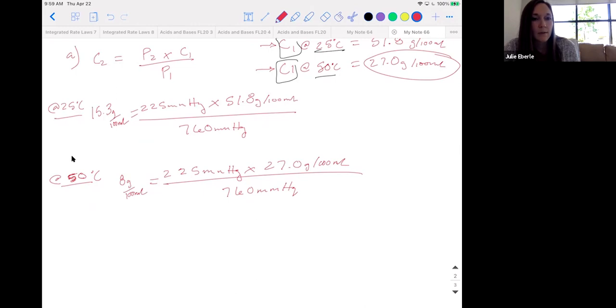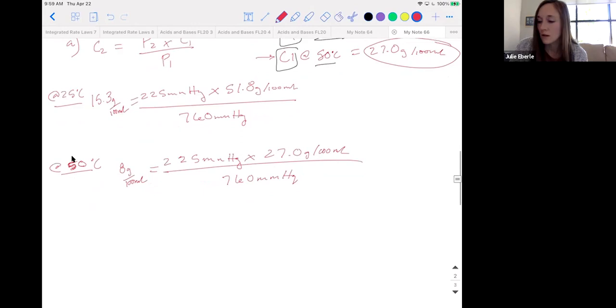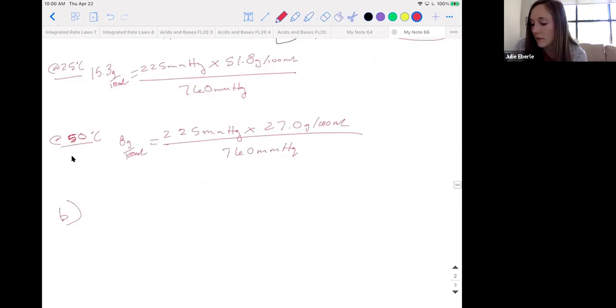Okay, part B says how many moles of NH3 would be released from 1 liter of a saturated NH3 solution? The temperature increased from 25 to 50. This is part B of 9.38.